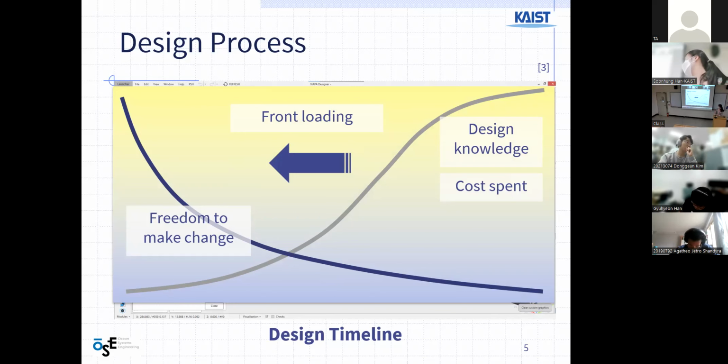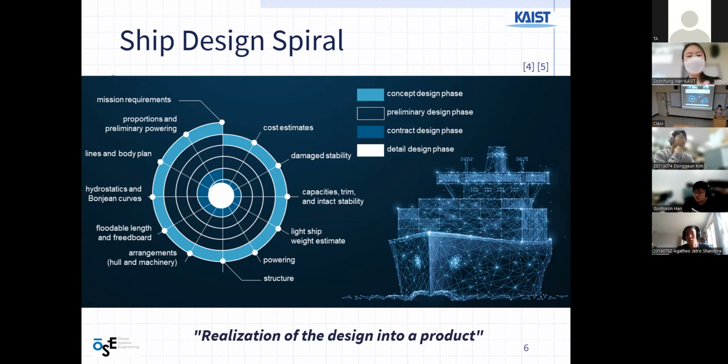And secondly, we have to consider the ship design spiral. We have learned about different types of ship design spirals in the past lectures. And in our mission requirements, we start from 4 different types of design: concept design phase, preliminary design phase, contract design phase, as well as detailed design phase. These phases are required to realize our certain design into an actual given product. So what is also interesting is that these 4 phases, as you go on deeper and deeper into the center of the spiral, you get more and more specific.